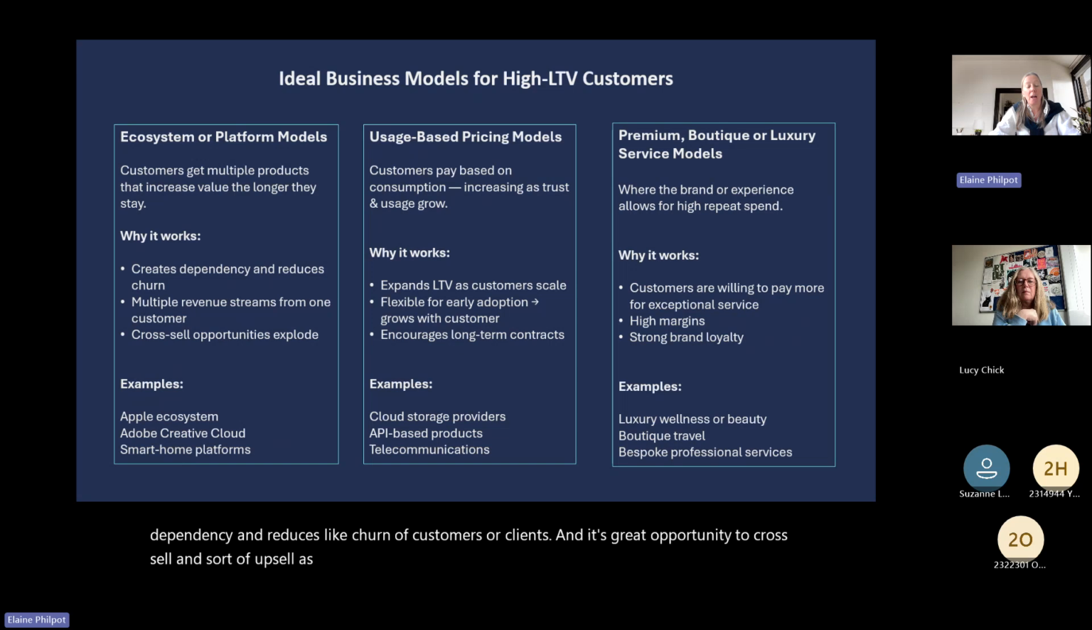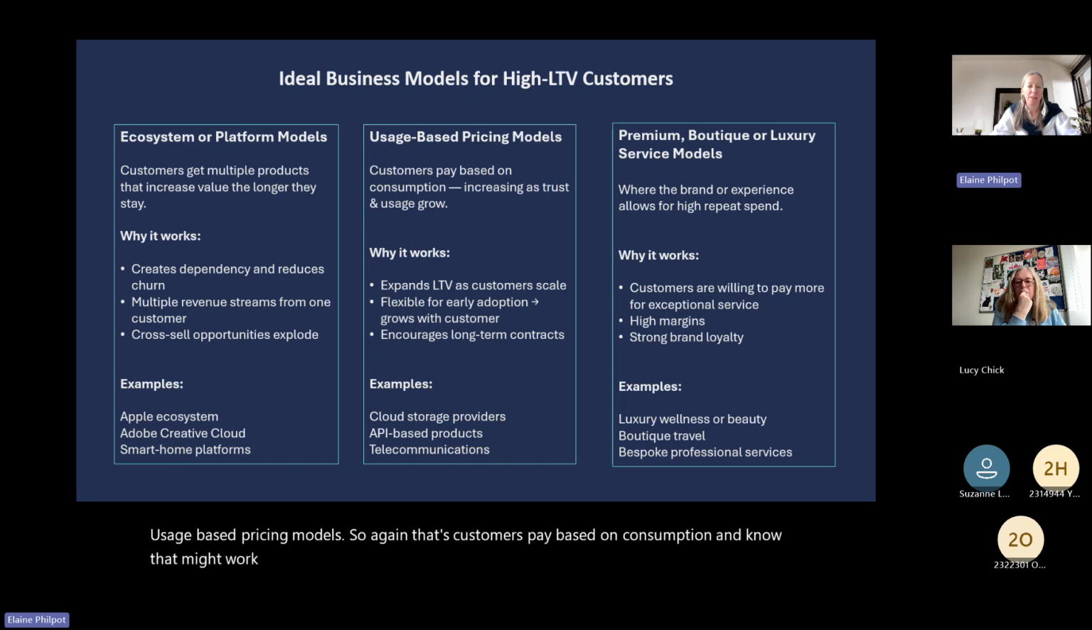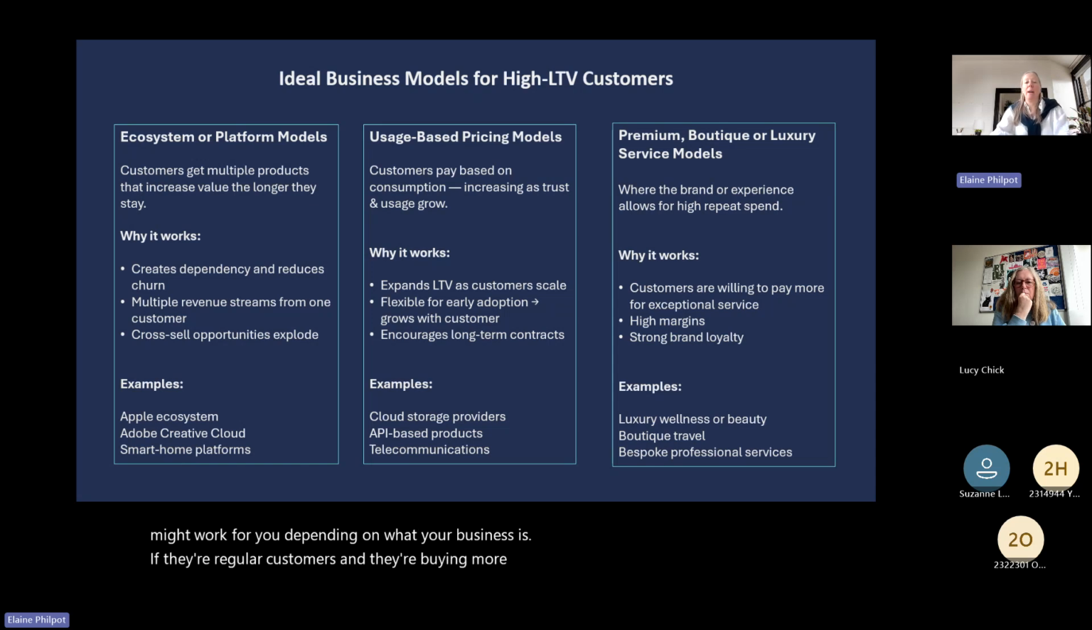Usage-based pricing models. So again, that's customers pay based on consumption. And that might work for you depending on what your business is. If they're regular customers, and they're buying more from you, or you might have sort of tiers within that.